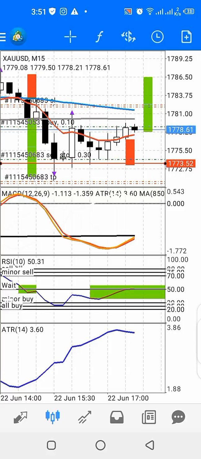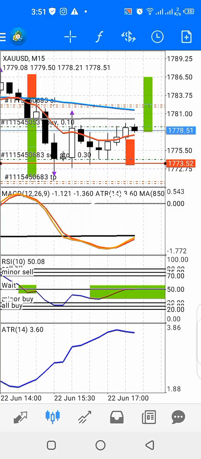So that is it for the indicator settings: the parameters for the main chart, for indicator window 1, for indicator window 2, and for indicator window 3. The last explanation is basically how you can use indicator window 3, your ATR indicator. When the ATR line is tilting upwards, that means you have an increase in volatility.